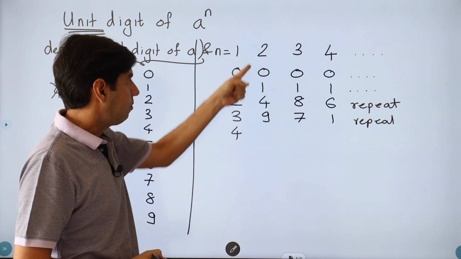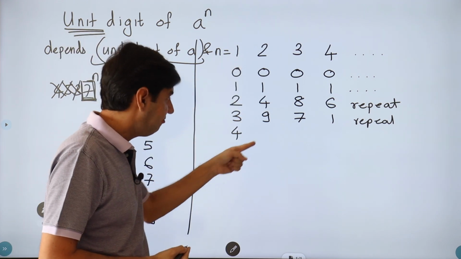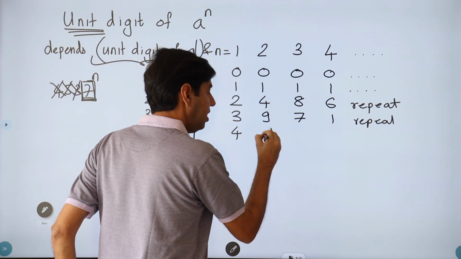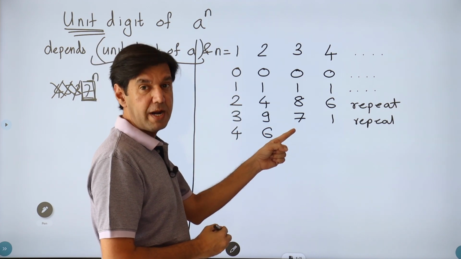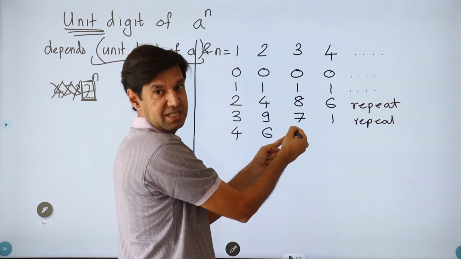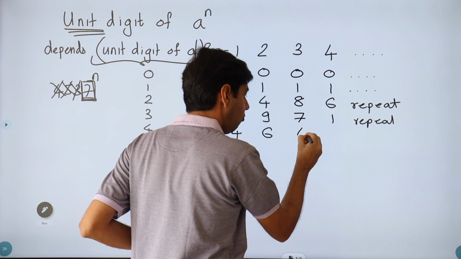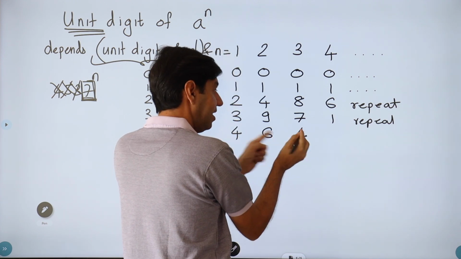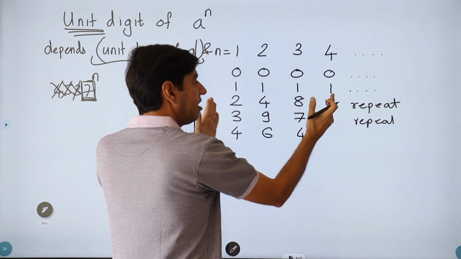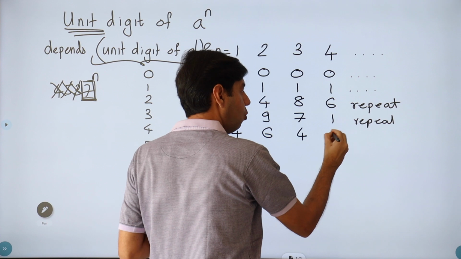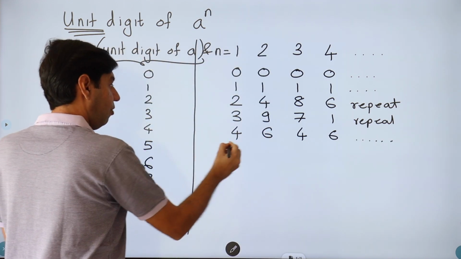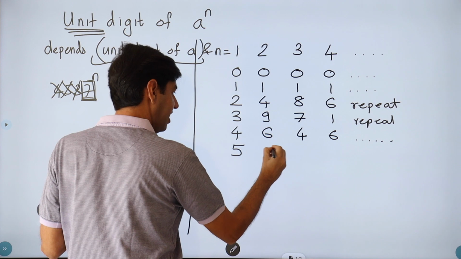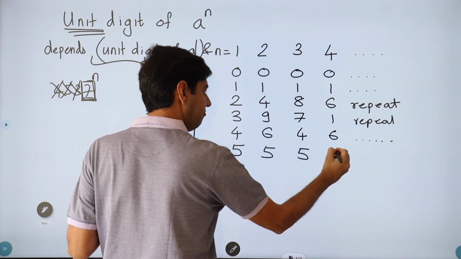4 square, you know it also, or we have said 4 into 4, 16. Worry only about this digit, 6. 6 into 4 is 24, or 4 cube is 64. The last digit is a 4 again. You see that it's repeated. So this is even smaller than a cycle of 4. So it's 4, 6, 4, 6, and it will continue repeating. For 5 it will remain a 5 irrespective of the value of N.